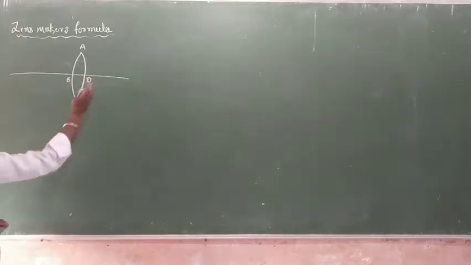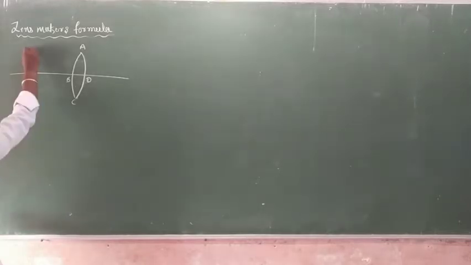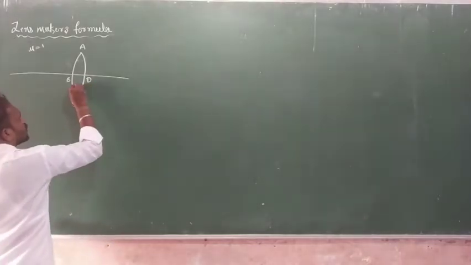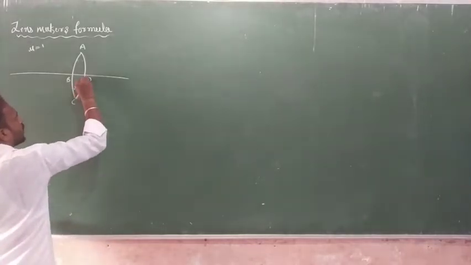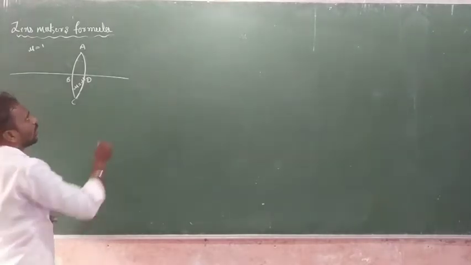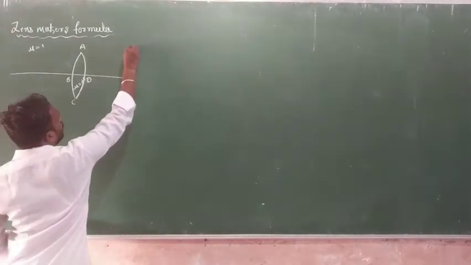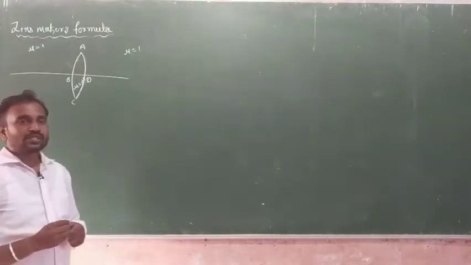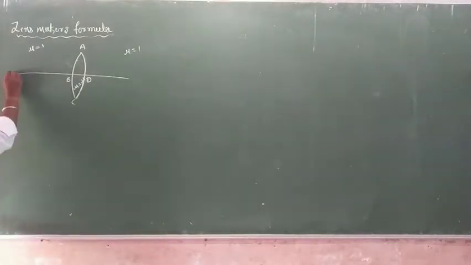Here we consider two media. The first medium is a rarer medium, its refractive index is 1, and the second medium is a glass medium, whose refractive index we consider to be mu. Here also we consider the refractive index to be 1, because this is a rarer medium, which means air. Suppose the object is placed in the rarer medium.